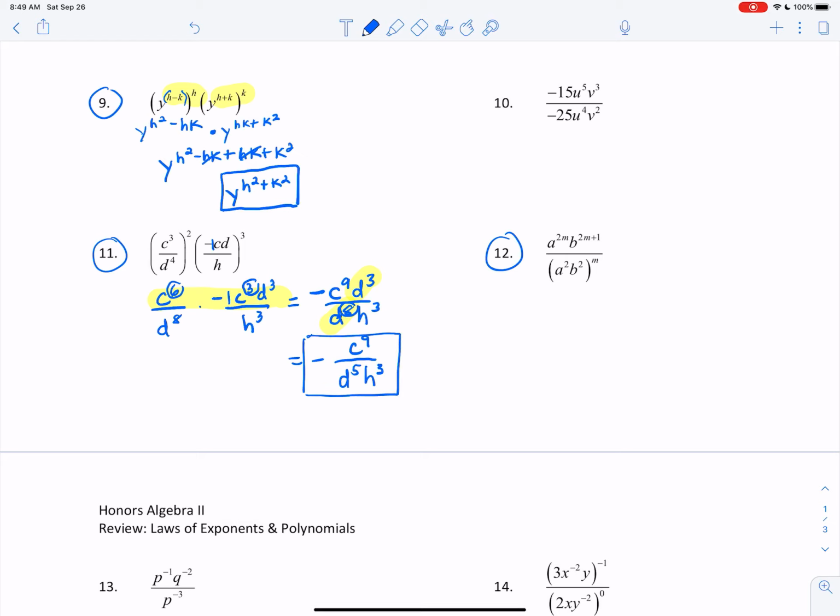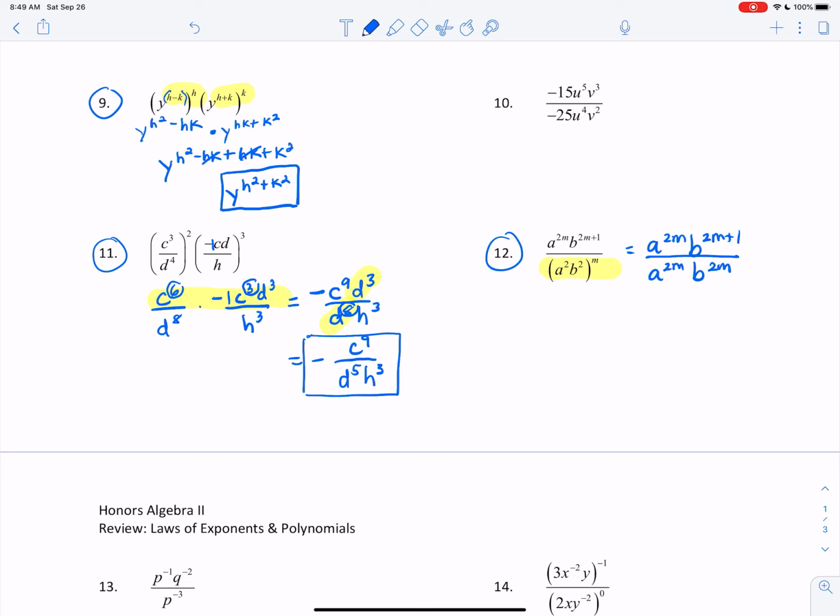Alright, looking at number 12. So this is similar to one of our homework problems. We just have to be really careful when it comes to subtracting the exponents. Let's first simplify that denominator. So we have a to the 2m, b to the 2m plus 1 over a to the 2m, b to the 2m. So all I did was distribute that power in the denominator by multiplying the exponents.